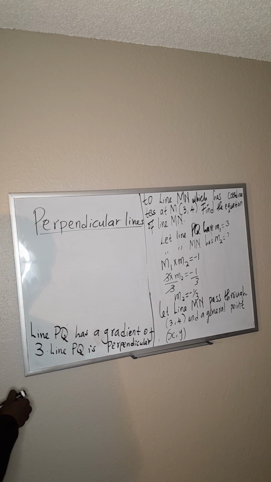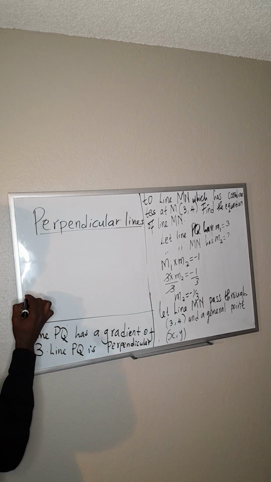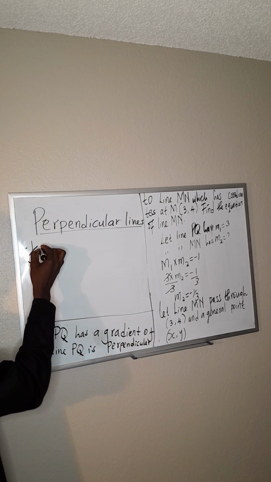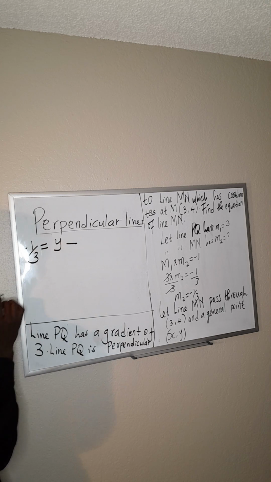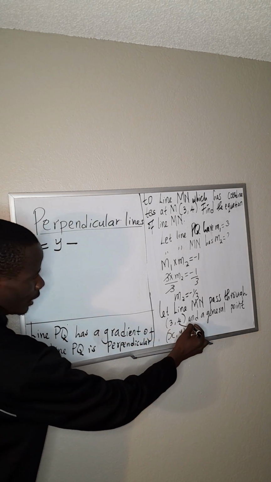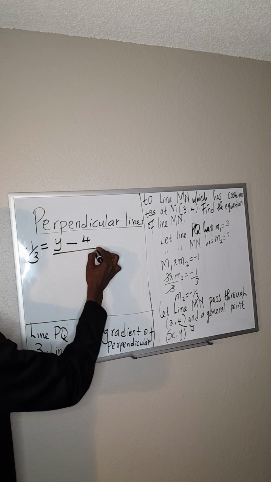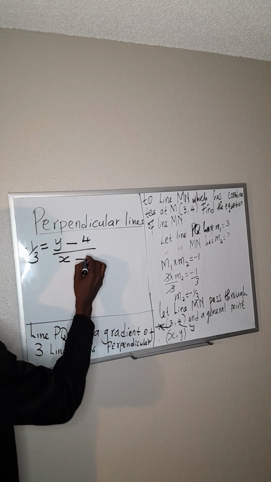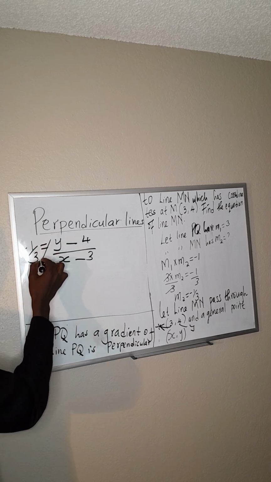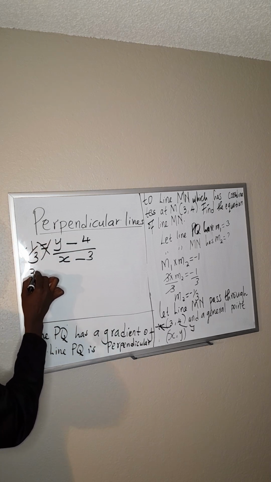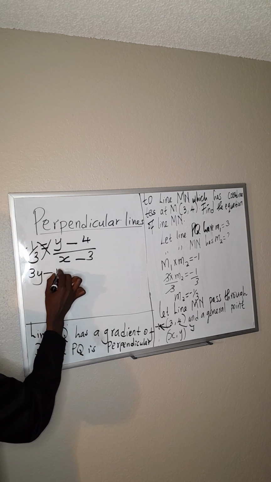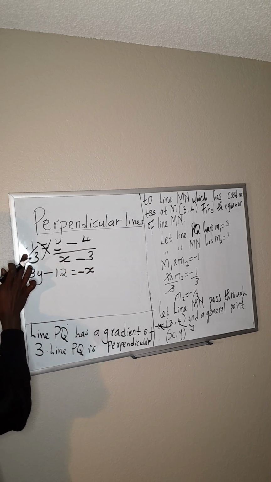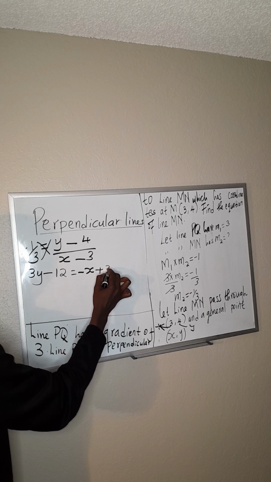Now, what is the gradient? -1/3 is equal to y minus the y coordinate, which is 4, over x minus the x coordinate, which is 3. I cross multiply: 3 times y is 3y, 3 times 4 minus 12 is equal to -1 times x minus 3. -1 times -3 becomes +3.